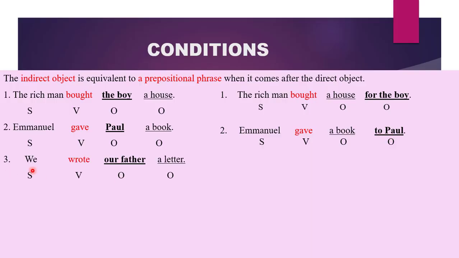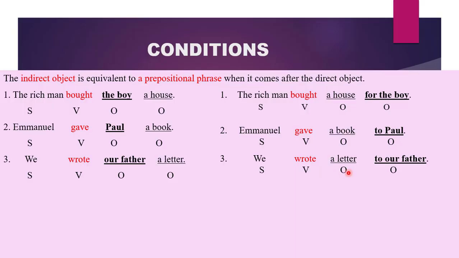In the third sentence, we wrote our father a letter. We, our subject, wrote our verb. Our father, indirect object, because he is the one going to benefit. And what did we write? A letter, our direct object. When the order changes, our father will become a prepositional phrase and we will label it as our object.